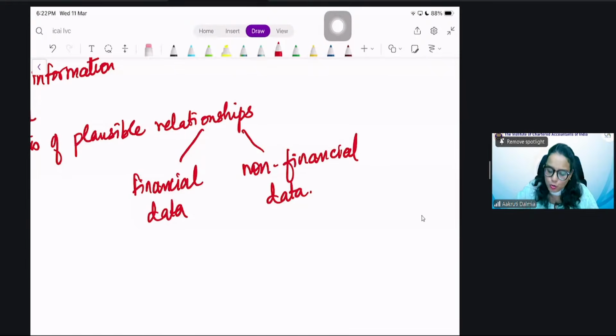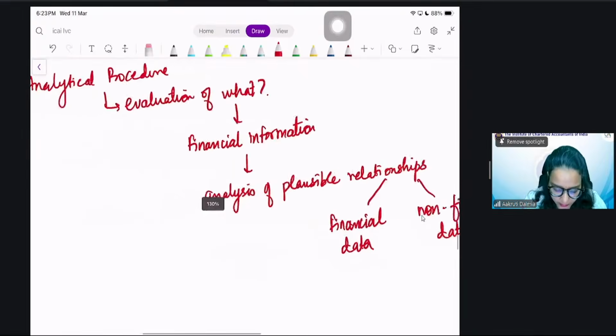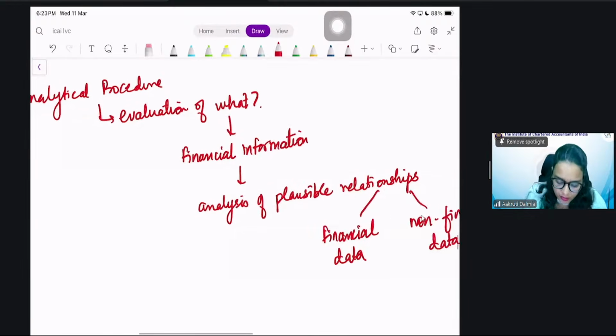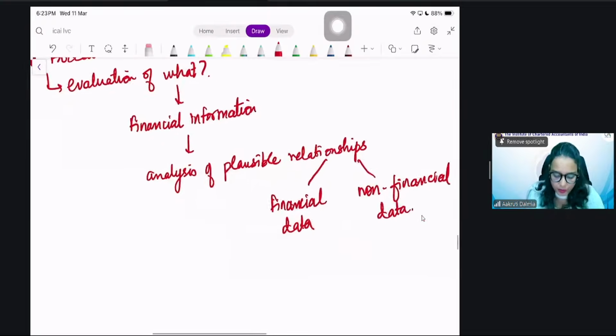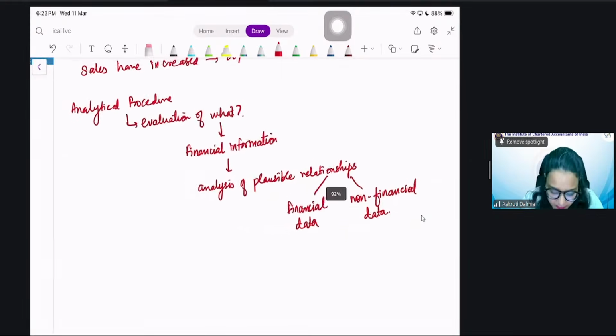Who decides and who analyzes, who finds the connection between two data? Whose job is it to find the connection between two data? Auditor. Okay. So what is analytical procedure? Analytical procedure is evaluation. Evaluation of what? Financial information. Why? To analyze plausible relationships between financial data and non-financial data. Can you remember this much?